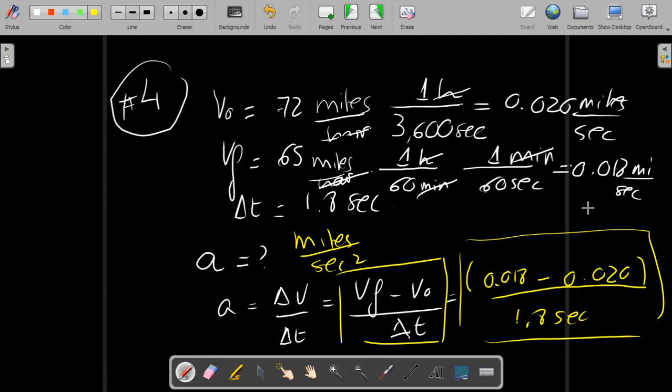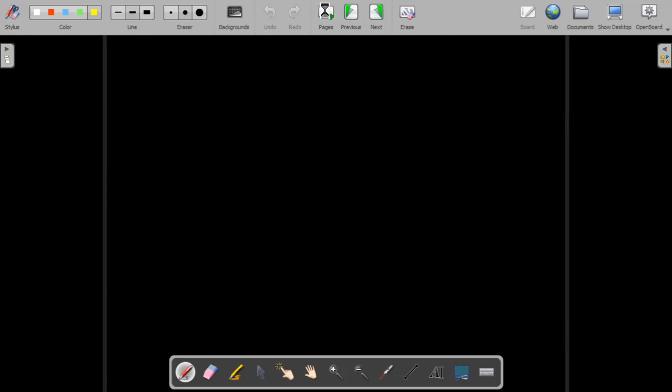And it's negative 1.10 to the minus 3 miles per second because it's deaccelerating. You see, it went from a higher velocity to a lower velocity. So that's number 4 for you. Let's do 5 to finish.